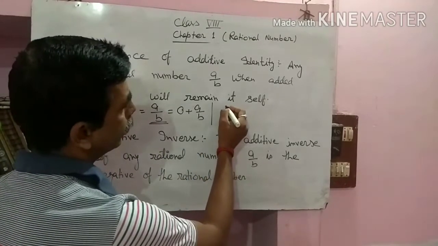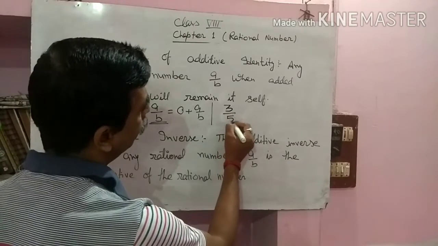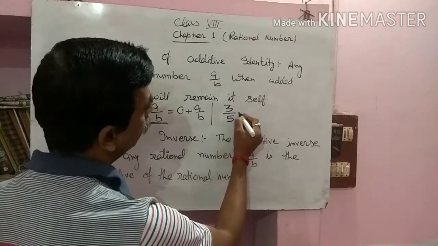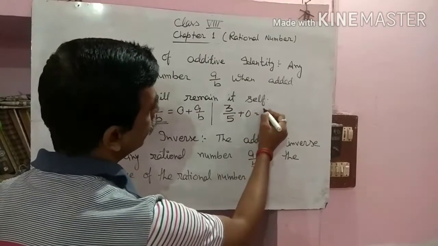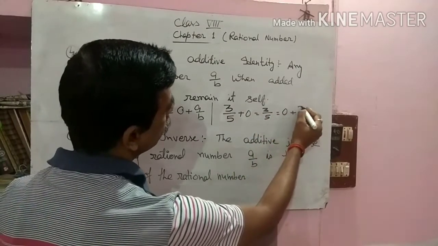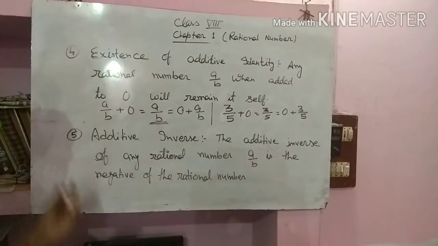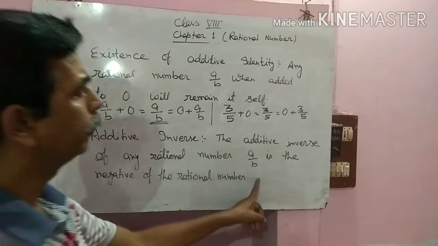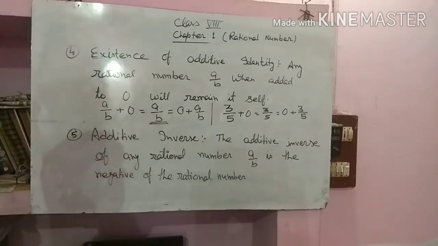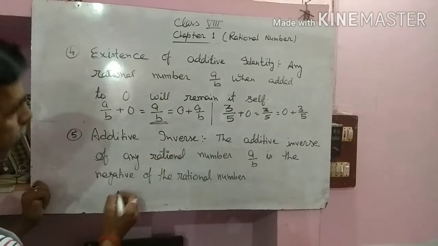If you write that number in the form of digits, suppose 3 by 5 plus 0 is equal to 3 by 5, which is equal to 0 plus 3 by 5. Okay. The next one is the additive inverse. The additive inverse of any rational number A by B is the negative of that rational number.